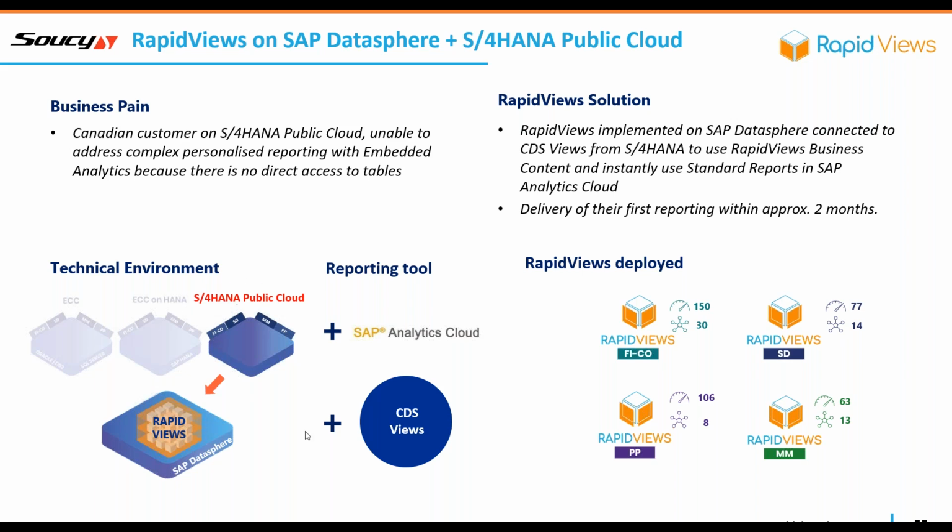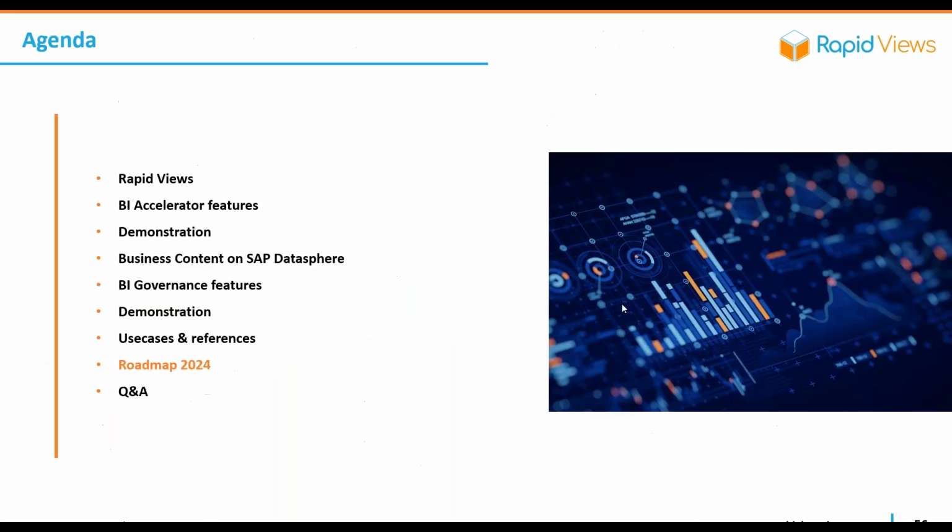So thanks to SAP Datasphere and our connectors, we found a way, of course, to extract all the CDS views from the S4HANA Public Cloud platform to SAP Datasphere. We plugged in our business content for FICO, SD, MM, and PP, and in about 2 months, they had their first group of reports up and running on this new platform. So as you can see, in quite a small period of time, we bring a lot of value because we really accelerate again the way to set up and roll out new analytics projects.